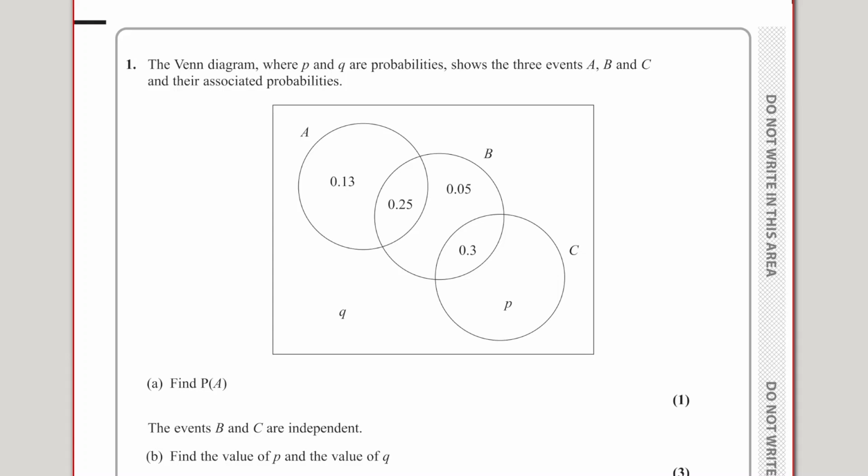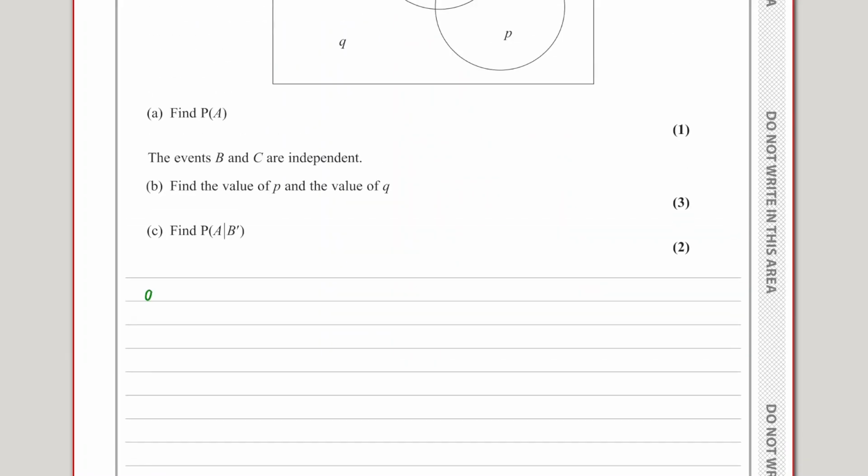Question 1, the Venn diagram, where P and Q are probabilities, shows the three events A, B, and C, and their associated probabilities. Part A, find the probability of A. So the probability of A is anything in the A circle. So 0.13 plus 0.25. So that is 0.38.